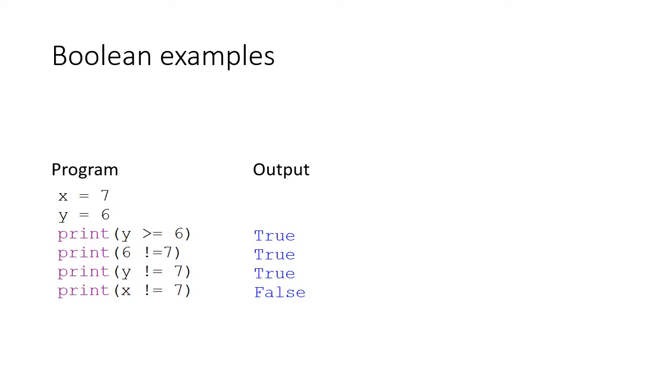If we print y is not equal to 7, that's going to be true because y is 6 and it's not equal to 7. If we print x is not equal to 7, that is false because x is equal to 7, so 7 equals 7. If you say 7 is not equal to 7, that returns false.